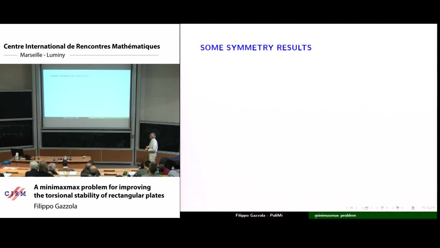Okay, let's have a look at some symmetry results. I think that from a mathematical point of view, these are the most interesting results. But from a physical point of view and engineering point of view, maybe they are not, because in bridges, engineers do not use symmetry. However, we are among mathematicians, so let's have a little fun with these symmetry results.